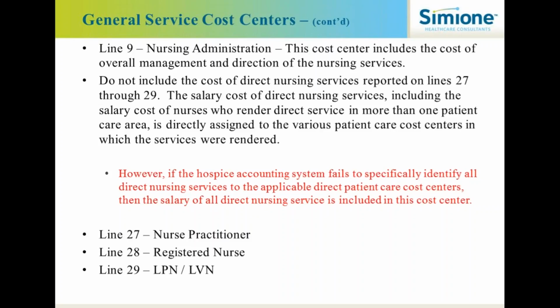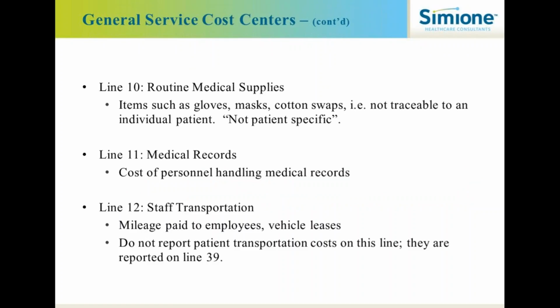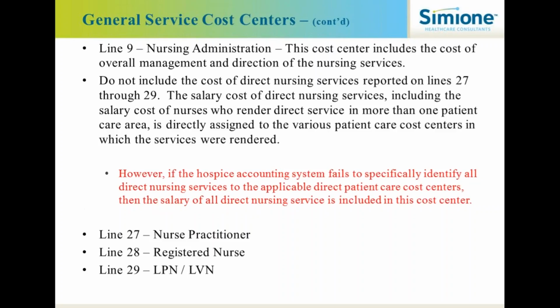So lines 27, 28, and 29 would be for your nurse practitioner, your registered nurses, and your LPNs. A key here is to remember that in carving out your costs, registered nurses are separated now between RNs and the LPNs. There's two separate lines for your nursing services under the direct care patient cost centers.